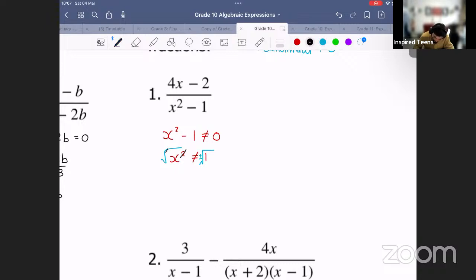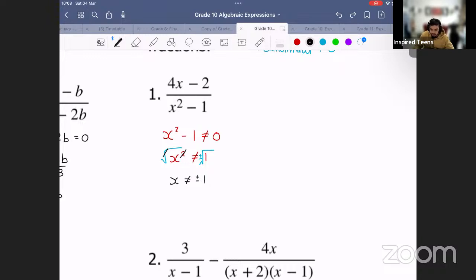So that cancels with that. X cannot equal plus or minus 1. Plus and minus is outside of the set. Why plus or minus? Whenever you take the square root of both sides, it's plus minus.